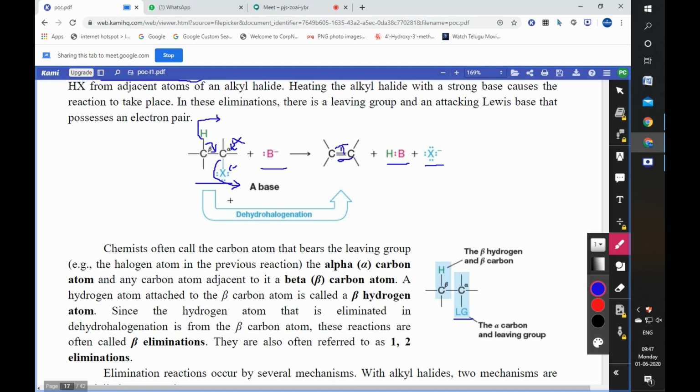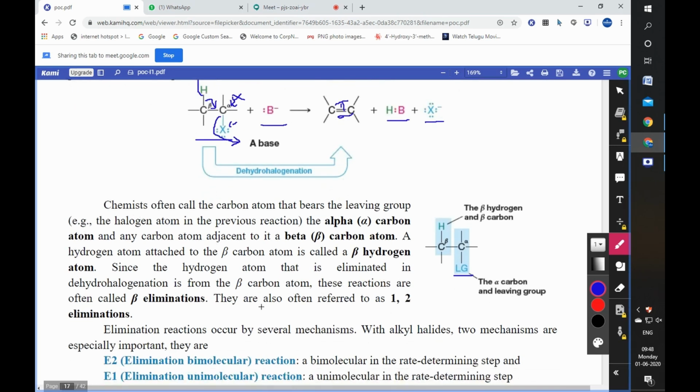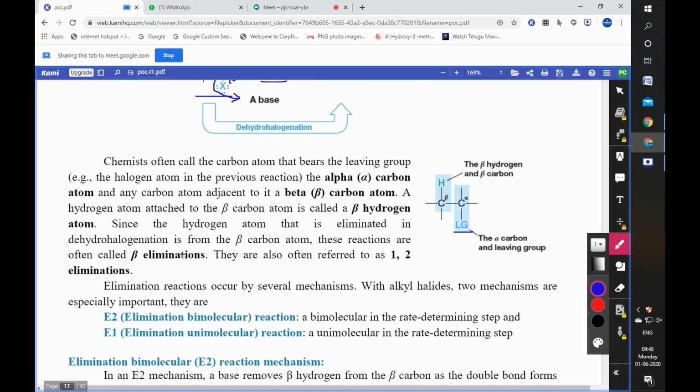Leaving group is the group that is left along with bonded pair of electrons during dehydrohalogenation. So here halogen is the group that is lost along with bonded pair of electrons. That is why halogen is leaving group here. Okay, and halogen is an example of good leaving group. Okay, you remember this point. Halogen is example of good leaving group. Why halogen is good leaving group? We shall discuss that in SN1 reaction, as substitution reactions, both in SN1 and SN2.